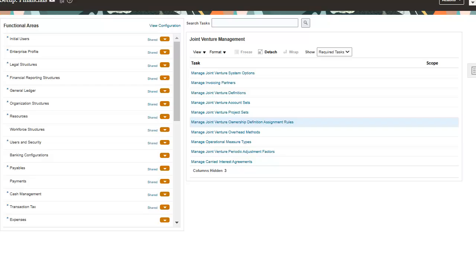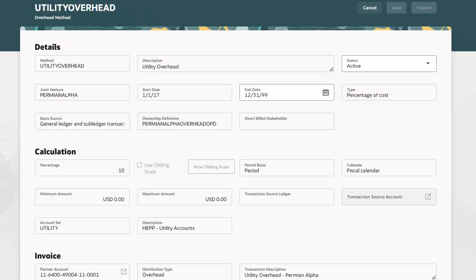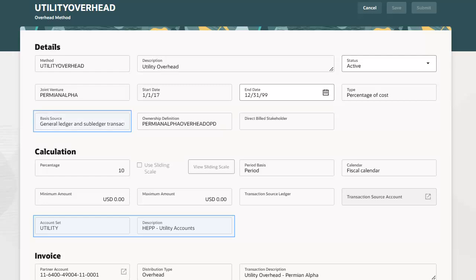Joint venture account sets are available for use on the Overhead Methods page. Let's click the task Manage Joint Venture Overhead Methods. Let's review the overhead method definition for the utility expenses. You can use an account set or you can select a single account on the overhead method. Here, we have selected an account set in the overhead method to identify transactions and accounts in subledger accounting and general ledger that are the basis for the overhead calculation.